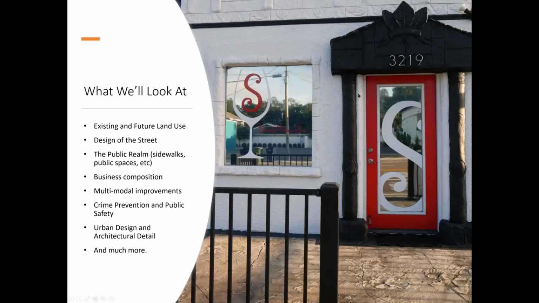Okay, so here are some of the things that we're going to be looking at over the next several months. We're going to be looking at the existing and future land use in the district. We're going to look at the design of the street, the design of the buildings, the public realm, the sidewalks, the public spaces, the business composition, what's there today, what could be there in the future, the opportunity for multimodal improvements, crime prevention and public safety, urban design, architectural detail, and much more. In fact, we're going to be looking at just about anything that is surfaced through these meetings that we have.